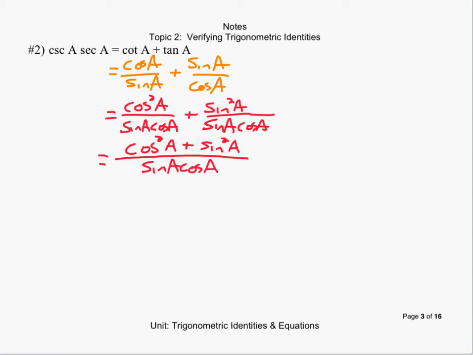Once you've added your fractions together, then there should be some type of identity or canceling that you could do. Does anyone see an identity we could use or some canceling that we could do? Cheyenne? The top is 1. That's the first Pythagorean identity.